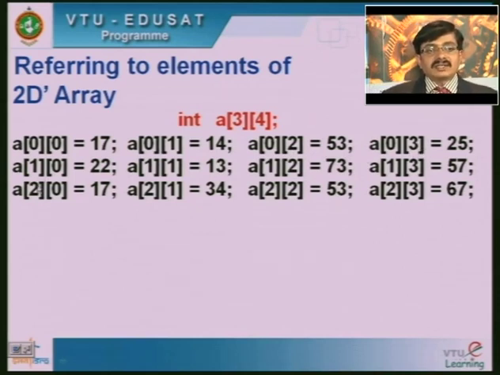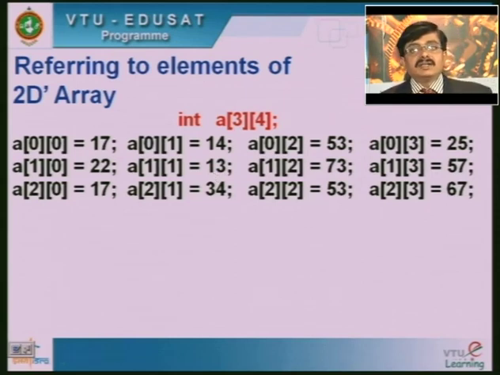Similarly, we have the first row and the second row, altogether 3 rows, and the last element will be a of 2, 3. So, a of 2 means the last row and the last column is 3. So, a of 2, 3 is 67. Likewise, individually we can assign the values explicitly.